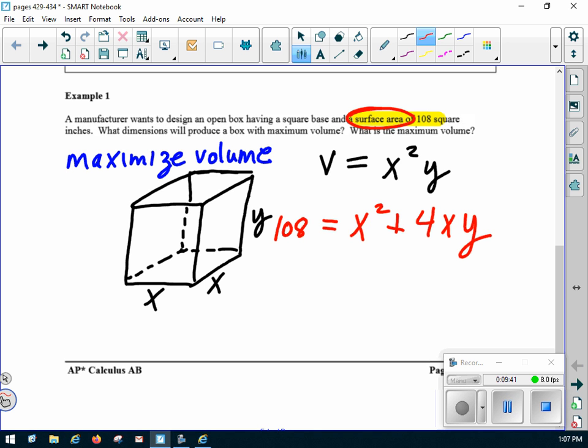Now, you say, okay, so fine, what does that secondary equation do for me? What I need to do, I'm going to solve this for either x or y, and then I'll substitute back into my volume, so I'm going to have volume equals, and all I'll have is one variable over there, so it's easy to take the derivative of.